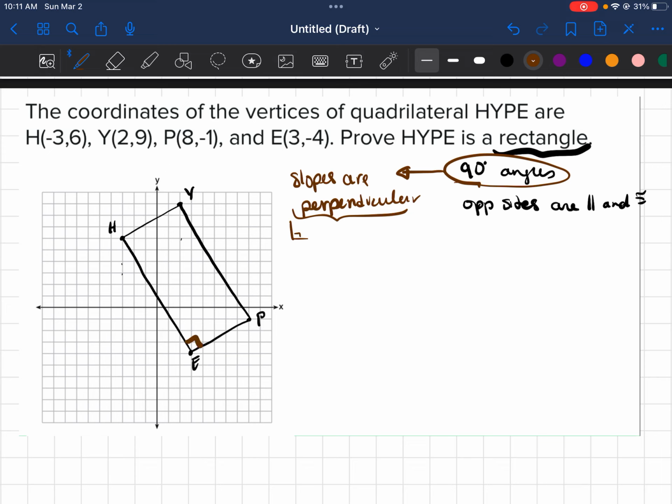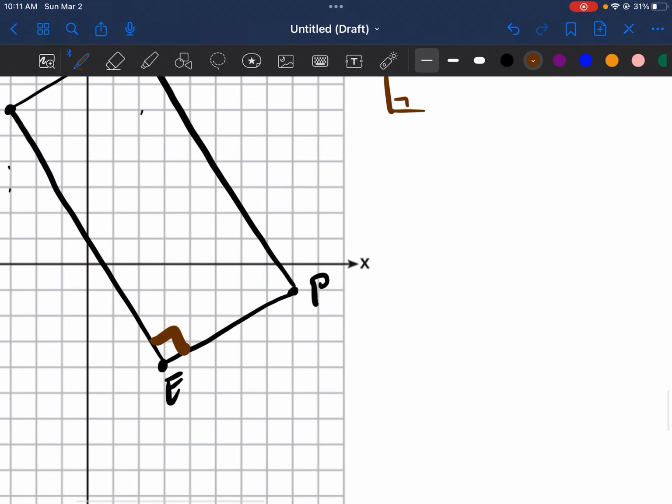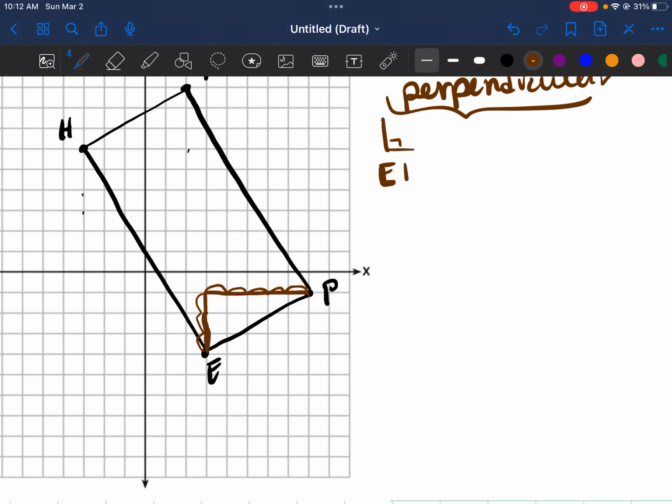So here I can see that these two look like they're perpendicular, so now I'm going to prove it. And I'm going to prove it by finding what those slopes are. To find a slope, I can count the rise over the run, or the change in y over the change in x. So in this example, it goes up 3 and to the right 1, 2, 3, 4, 5 times. So the slope of EP is equal to 3 over 5.